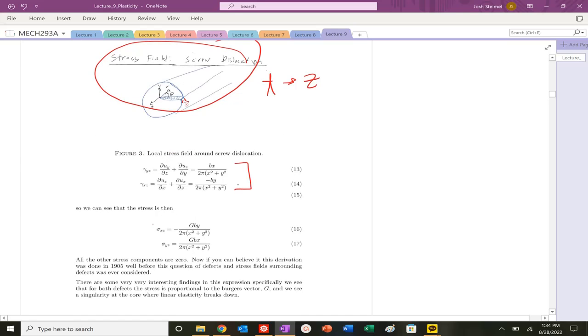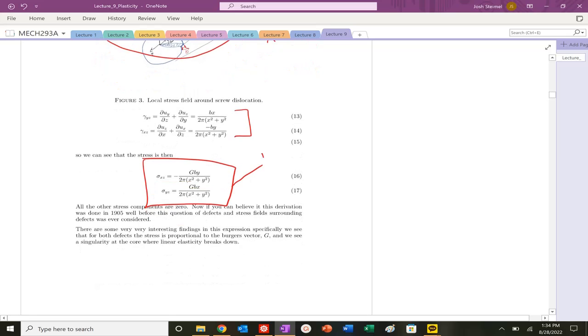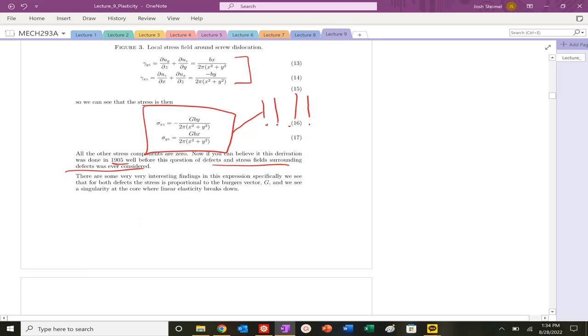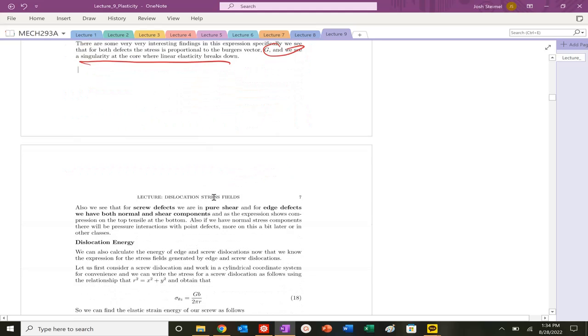And we can see our shear stresses, and you can see here, we only have shear stresses. This is very, very impactful. All other components are 0, so there are no normal stresses here. This is going to be very important, a very interesting finding a little bit later when we talk about interactions with those defects. So for screw defects, we're in pure shear. For edge defects, we have both shear and normal stress components. So that's going to be very important.